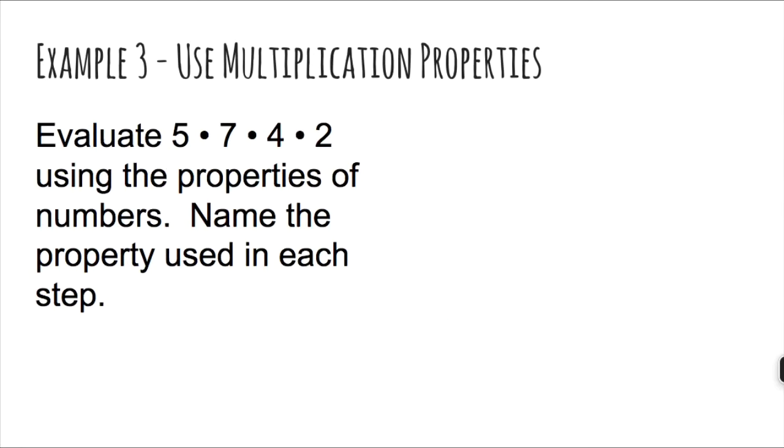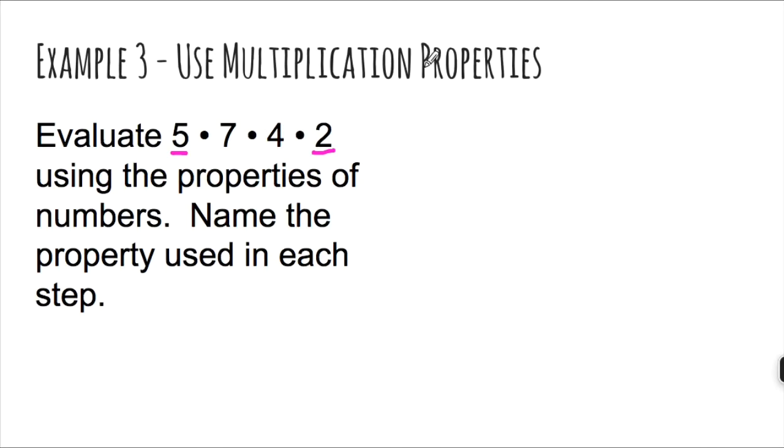So remember, if it's all multiplication, we can move them around. We can do it in whatever order we want to. So for this one, let's look at how we can move them around. So first thing I see is I see a 5. So I want to group a 5 with a whole number. Let's group it with this 2 because I know that 5 times 2 is 10. That will make whatever I'm working with here a lot easier.